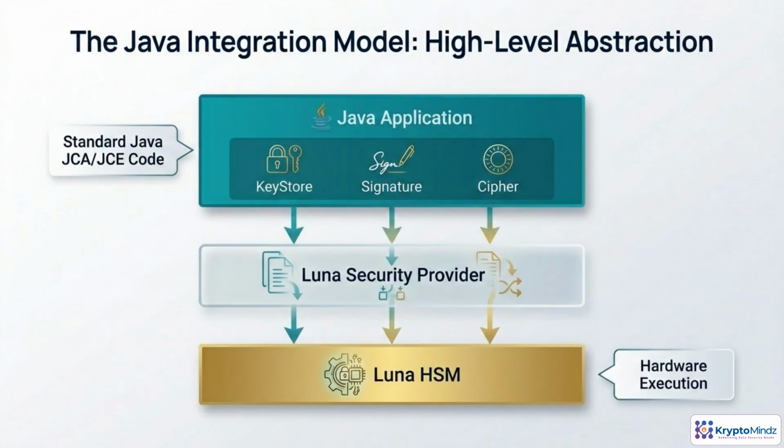In Java, integration with a Luna HSM is all about layering. Your code uses familiar JCA and JCE classes like KeyStore, Signature, and Cipher. Those calls are routed into a security provider, such as SunPKCS11 or a Luna-specific provider, which speaks PKCS#11 to the HSM. That provider is the bridge. It exposes HSM-backed keys through a PKCS#11 KeyStore, and provider order controls which implementation Java actually uses.